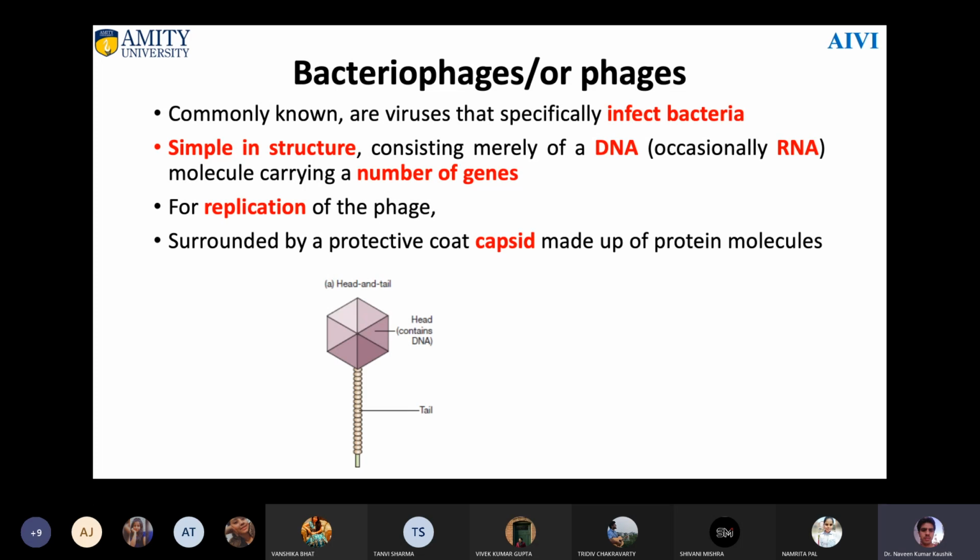Then we talked about bacteriophages, and as mentioned, they are simply viruses of bacteria. They infect bacteria and replicate within them, and when the replication is over, they come out. Structurally they have a head and a tail. The tail is the part which helps in attachment, whereas the head is the part which contains the genetic material, the DNA or RNA of the virus.